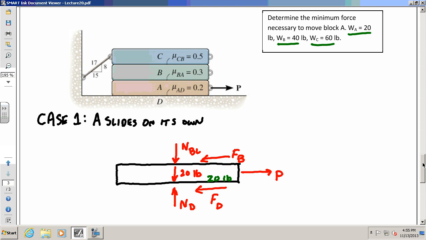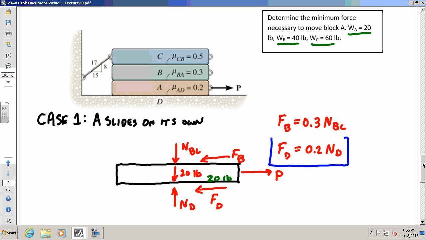So I've got a couple more equations too. I can then safely say FB is equal to the friction coefficient between B and A, which is 0.3. You can see it in your picture. FB is 0.3 times NBC, and FD is equal to 0.2 times ND. So that gives me a couple more equations here.